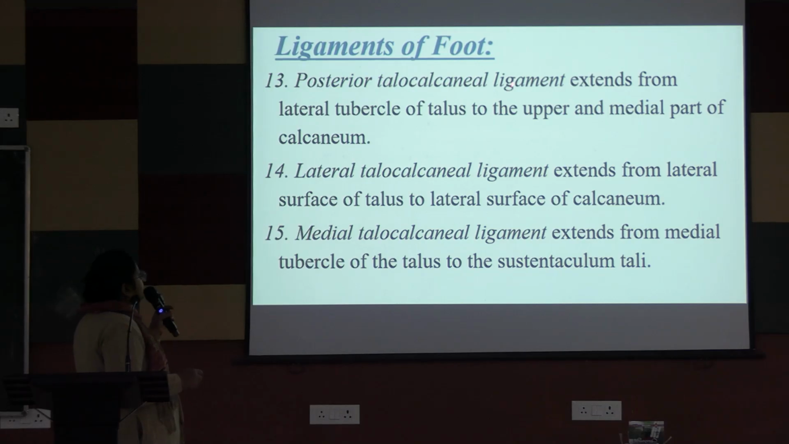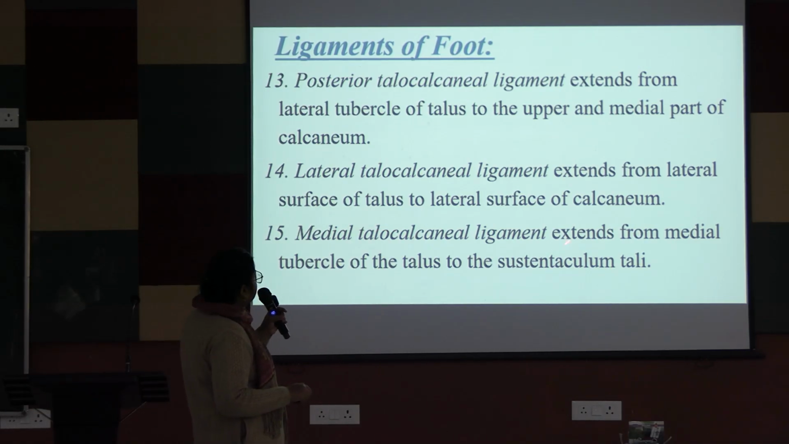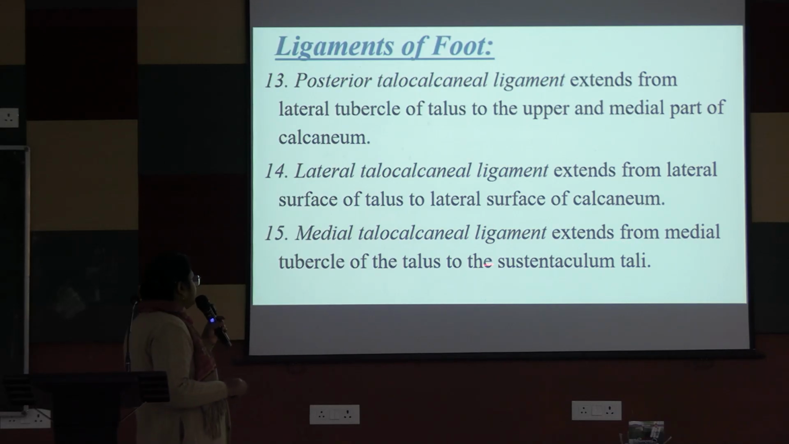Next is the posterior talocalcaneal ligament, which extends from the lateral tubercle of the talus to the upper and medial part of the calcaneum. The lateral talocalcaneal ligament extends from the lateral surface of the talus to the lateral surface of the calcaneum. And the medial talocalcaneal ligament extends from the medial tubercle of the talus to the sustentaculum tali. All these are talocalcaneal ligaments; according to the location they are named.